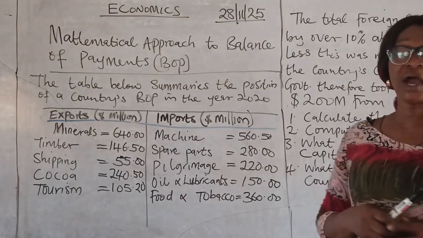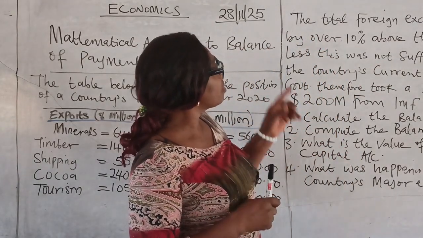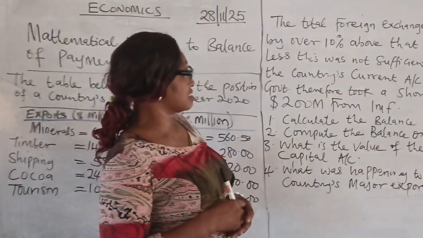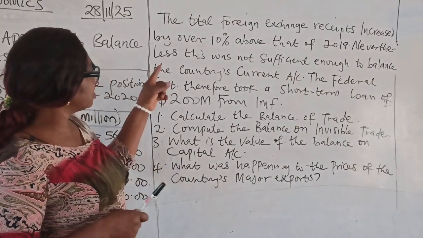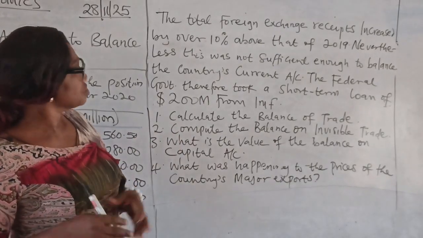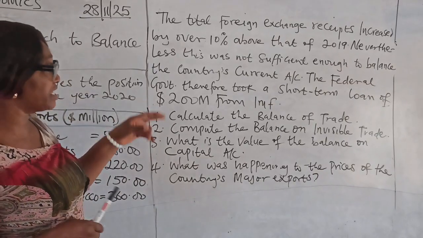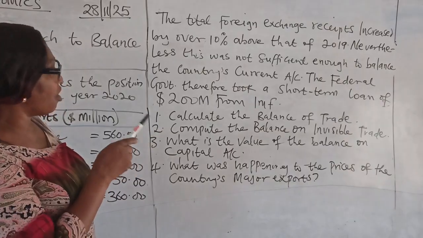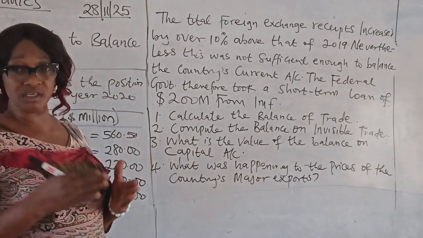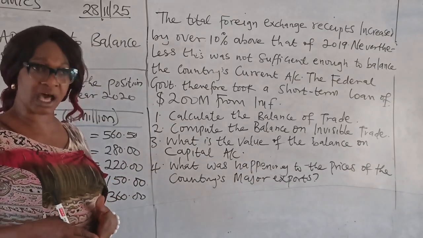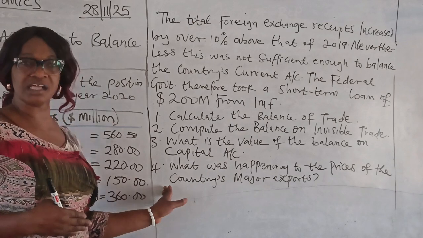Now, the question says the total foreign exchange receipts increased by over 10% above that of 2019. Nevertheless, this was not sufficient to balance the country's current account. The federal government therefore took a short loan of $200 million from IMF. Then the question is, they expect us, and I expect you as my students, to calculate the following. These are the questions given.